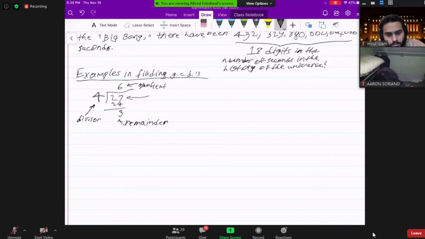And I don't know if I've used this word. I haven't heard it much since about the 4th grade. Anyone know what you call the number that you're dividing into? Dividend? Yeah, very good. That's a dividend, right?